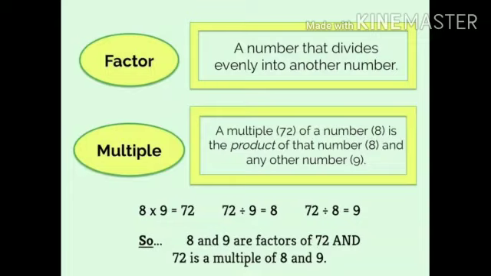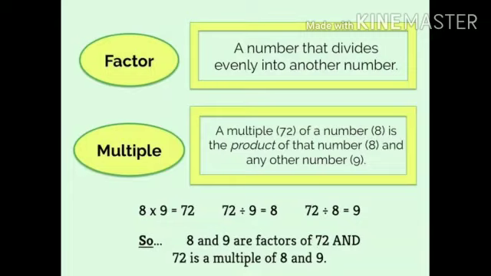Like we have 72, and the factors of 72 are 8 into 9. If we have 8 into 9, we can write 8 into 9 is equal to 72. We can also write 72 divided by 9 is equal to 8, or 72 divided by 8 is equal to 9. So if we multiply 8 into 9 and get 72, that means 8 and 9 are the factors of 72.